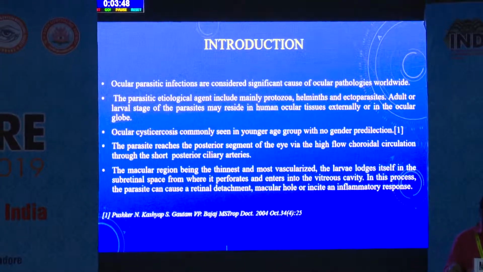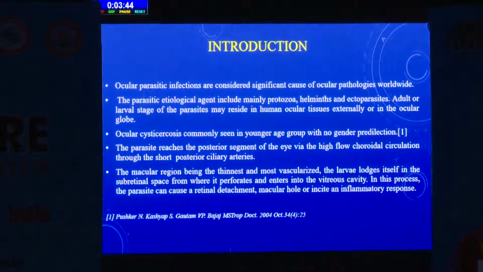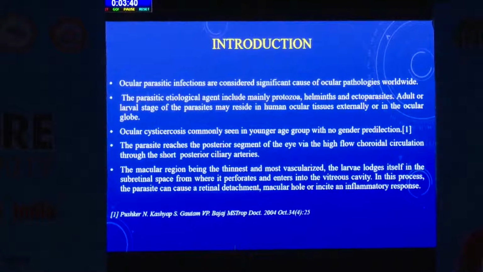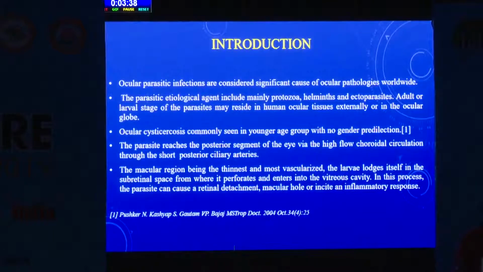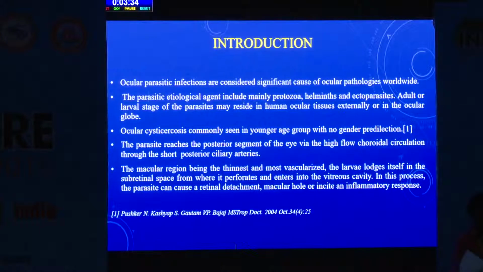On introduction, ocular parasitic infections are considered a significant cause of ocular pathologies worldwide. The parasitic etiological agents include mainly protozoa, helminths, and ectoparasites. Adult or larval stages of the parasite may reside in human ocular tissues, externally or in the ocular globe. Ocular cysticercosis is commonly seen in the younger age group with no gender predilection.